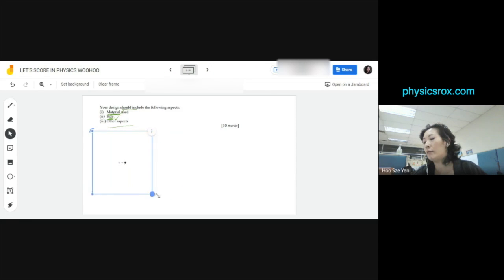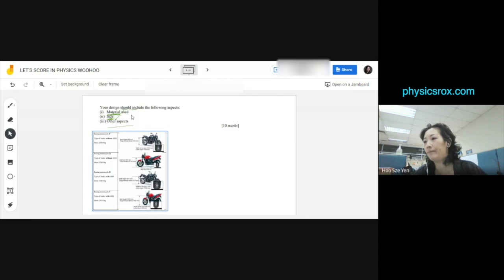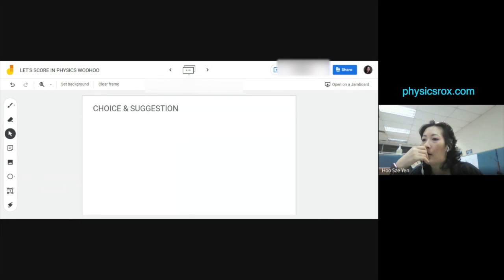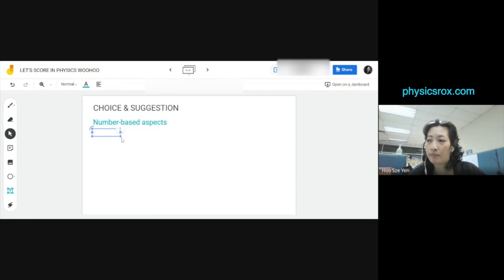When you have a table like this with a whole bunch of numbers, like the mass, load, seat height and all that, do you write the numbers? What do you write then? Put different color, then nicer. Of course, number-based aspects, very boring, right? I mentioned this many times in class.